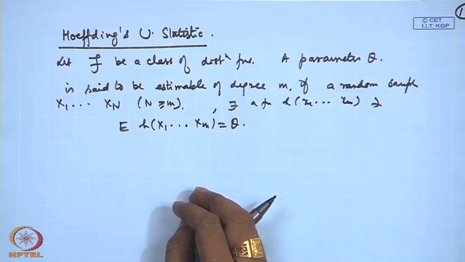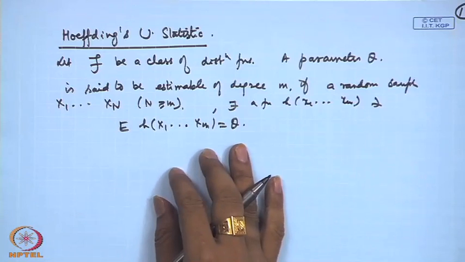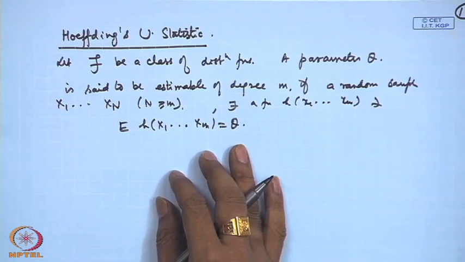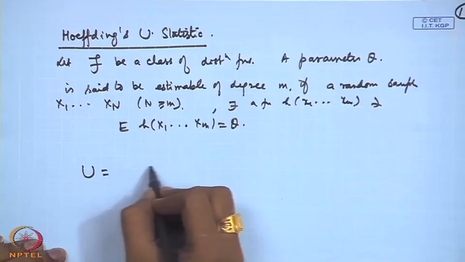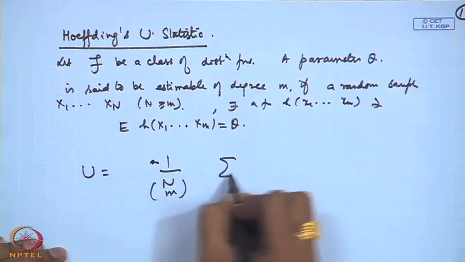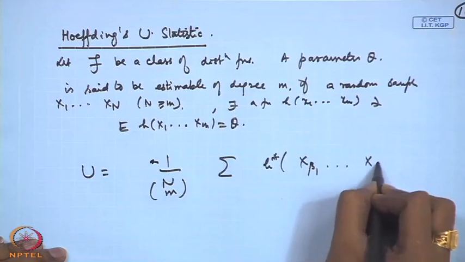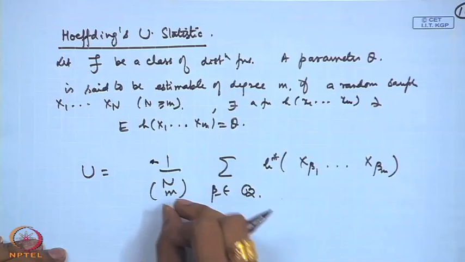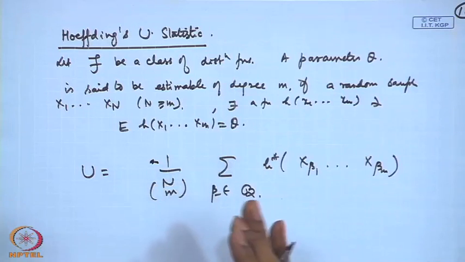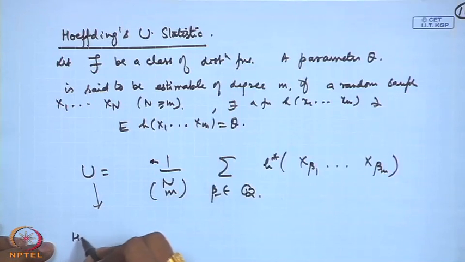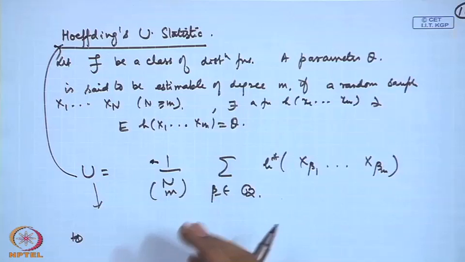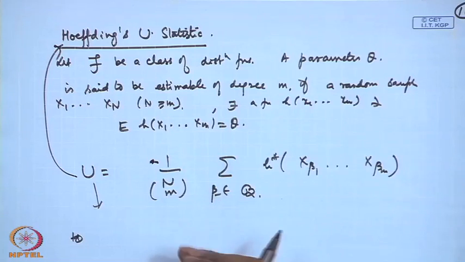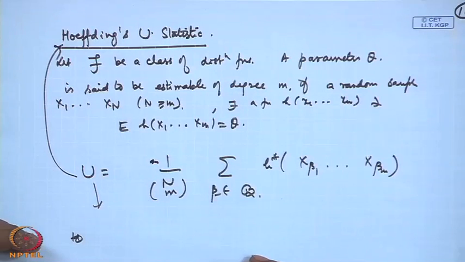Based on this we define a kernel. So, h of x1, x2, ..., xm is called a kernel. Now, based on this we can define a Hoeffding's U statistic as 1 by n choose m times the sum of h star of x_{beta 1} up to x_{beta m}, by taking all m-permutations from n. This is called the Hoeffding's U statistic. Basically this is a symmetric function in its arguments, and you can see that most of the standard estimators in the parametric situations and also in the non-parametric situation, like the sign test, Wilcoxon rank sign test, and Mann-Whitney test statistic, are actually based on the Hoeffding's U statistic.